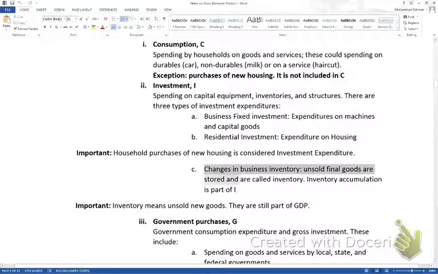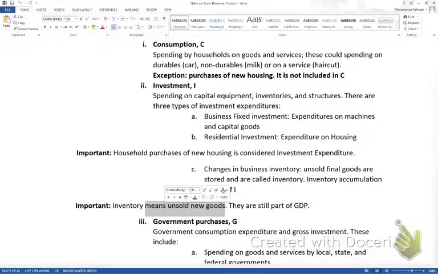The last one is kind of critical. It's called changes in business inventory. Let's try to understand what inventory is. Inventory is our unsold new goods. What does that mean? Let's say in 2015, GM produced 50,000 cars and they were able to sell only 40,000. So what do they do with the remaining 10,000 cars that they were not able to sell? The answer is that they usually put them in a storage place. In their accounting system, this storage is called inventory.